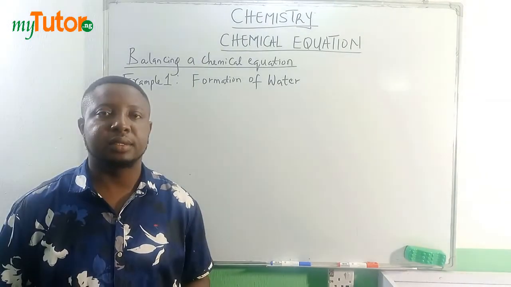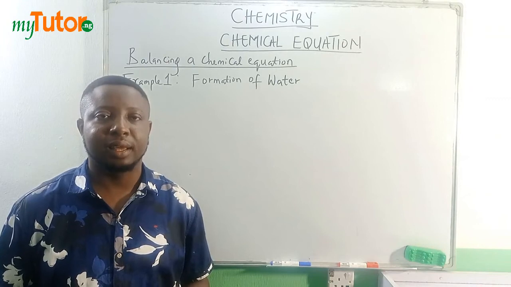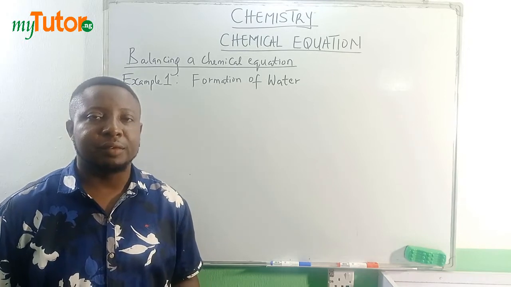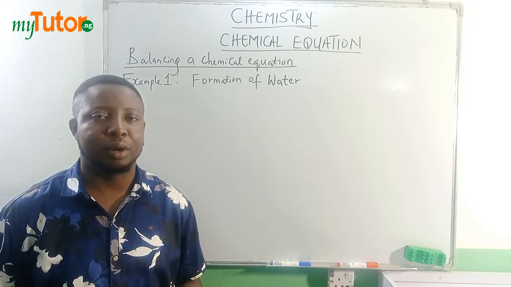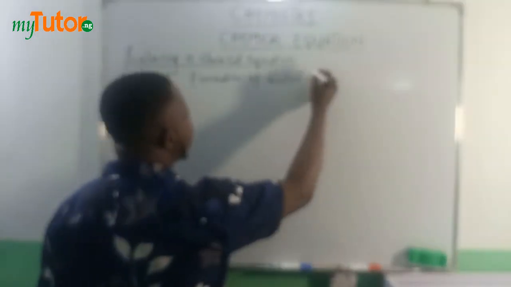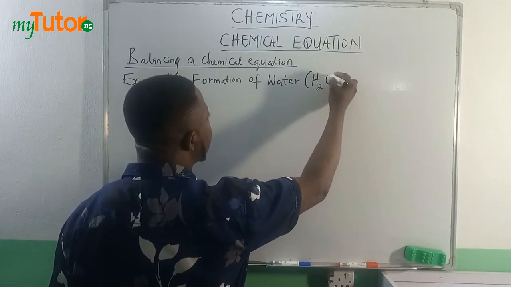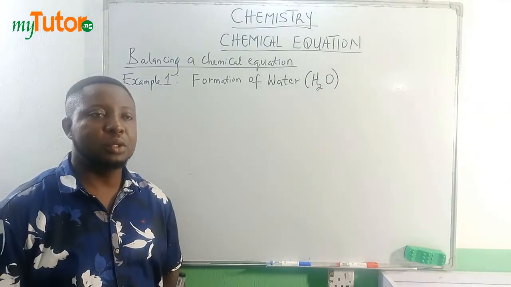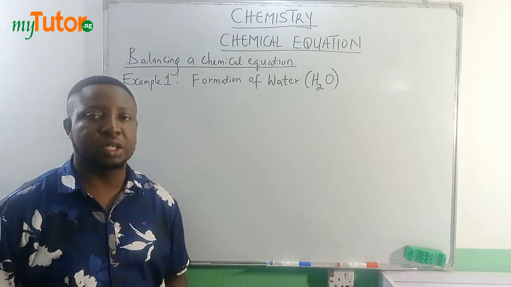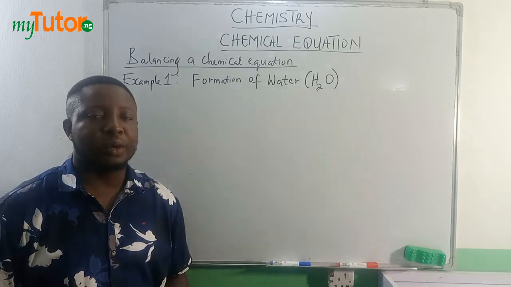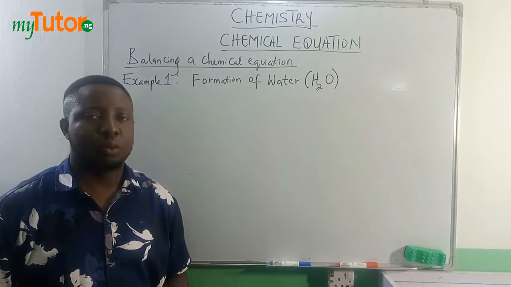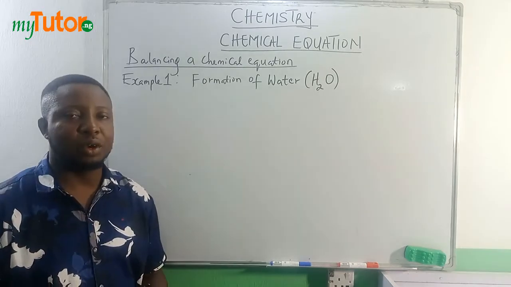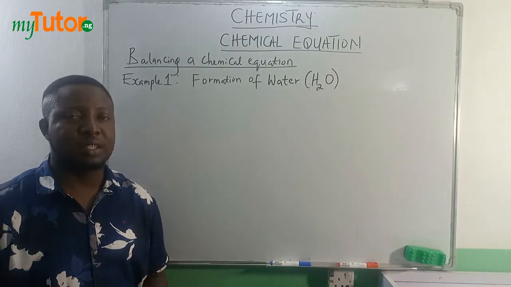So we want to look at examples on how to balance a chemical reaction. And the first example we're looking at is the reaction that involves the formation of water molecule. Our water molecule has the chemical formula of H2O. Water molecule is formed when hydrogen molecule is combined with oxygen molecule. Hydrogen molecule reacts with oxygen molecule to form water molecule. The reactants in this reaction are the hydrogen molecule and oxygen molecule, while the product is the water molecule.